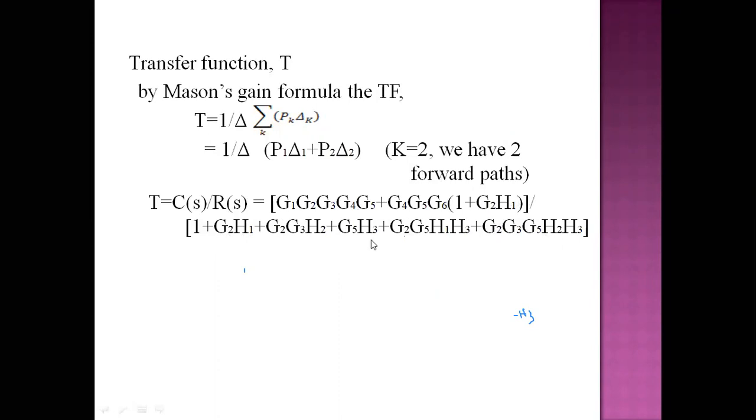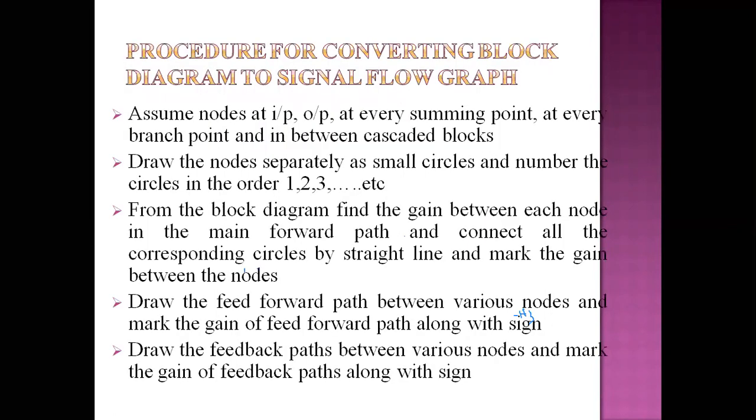So while solving problems on signal flow graph, the important points to be noted are: we have to identify the number of forward paths and their corresponding gains, then individual loops and their gains, then the number of non-touching loops and non-touching loop gains. These are very, very important for solving problems on signal flow graph. Next, we move on to conversion of block diagram into signal flow graph. There are some basic steps to be followed while converting the given block diagram into signal flow graph.